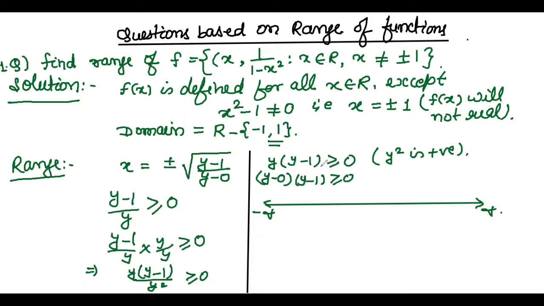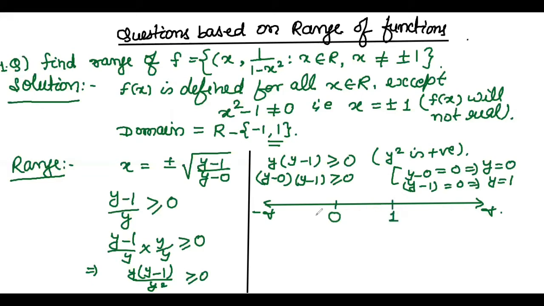Now what to do? We have to find the factors. So if I write y - 0 = 0, whenever we find factors, we have to write like that. So we get y = 0. And when y - 1 = 0, we find y = 1. So we are getting two points, y = 0 and y = 1.